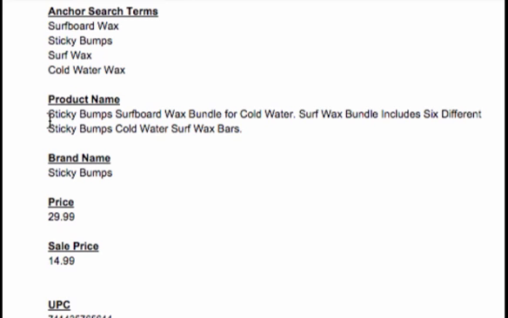Okay, so right here, our product name or our product title, I rewrote it. Okay, and I try to include our anchor search terms. I do not keyword stuff. That's not the point of this because you want to build it for conversion. But you also want to show relevance not only to your customer, but to Amazon's algorithm. And so the product name is Sticky Bump Surfboard Wax Bundle for Cold Water.